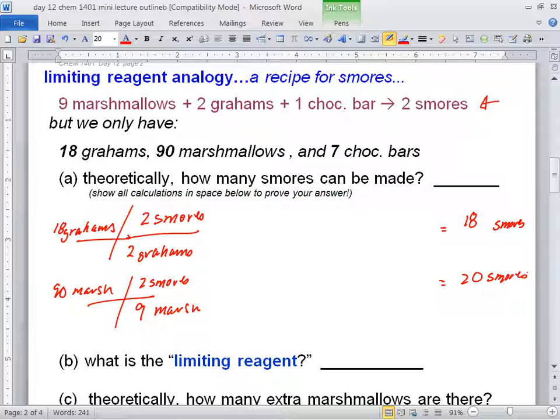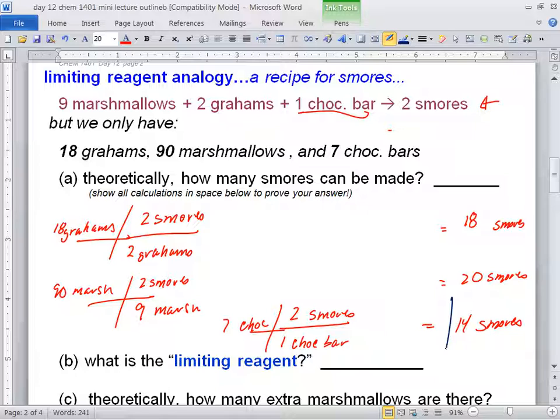20, and then the last one was 7 chocolate bars. And what is it? It's 1 chocolate bar for every 2 s'mores. So then you get 14. And we need to pick the smallest answer, so the answer is 14. So we got it. All right, we got it. 14 is the answer.